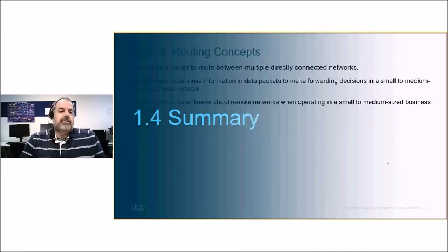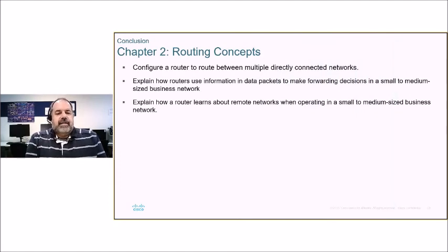Okay, so we've looked at how to configure a router to route between multiple directly connected networks. We've looked at how routers use information in data packets to make forwarding decisions in a small to medium-sized business. We've explained how a router learns about remote networks when operating in a small to medium-sized business network.